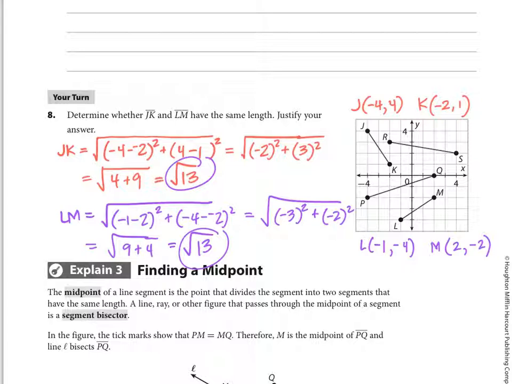So this is our justification to show that the lengths are both the same. So then we can conclude that again, that they are the same.